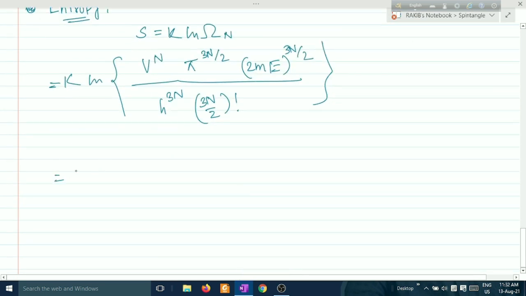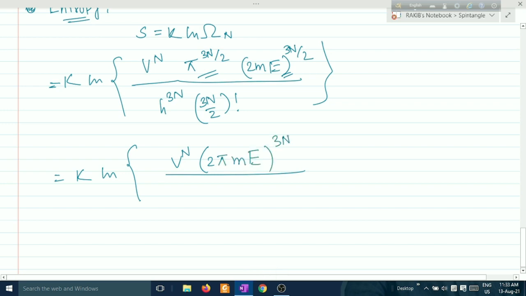Therefore we can write k ln. Here you can see this pi and this 2me have the same power, so we can merge them. This becomes 2 pi me to the power 3n by 2, over 3n by 2 factorial.